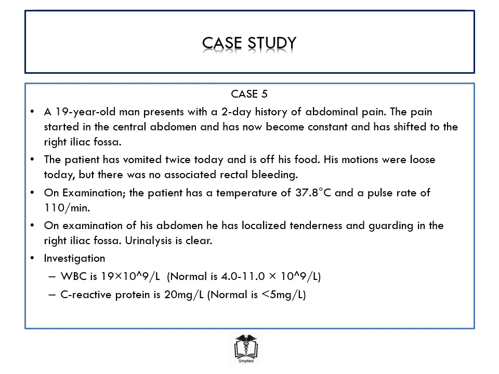On examination, the patient had a temperature of 37.8 degrees centigrade, so that was low grade fever. He had a pulse rate of 110 per minute. His abdomen had localized tenderness and guarding in the right iliac fossa, and urinalysis is clear. So it was not likely to be a urinary problem or urinary tract infection. On investigation, the white blood cell count was 19 per 10 raised to power 9, which is elevated. Normal is meant to be from 4 to 11. And then the C-reactive protein was 20. Normal is meant to be less than 5.